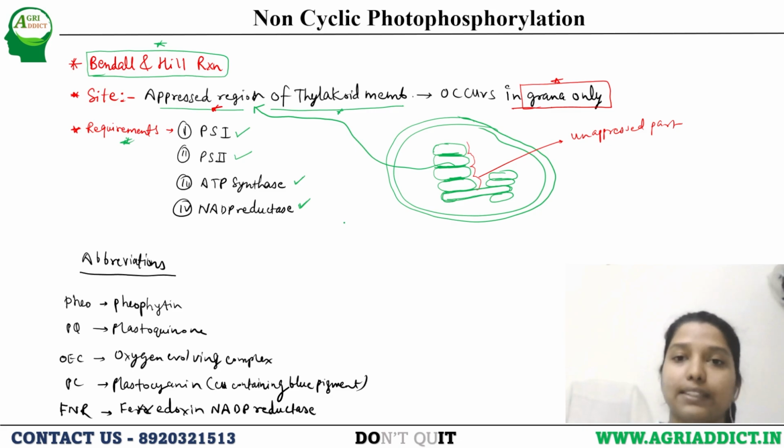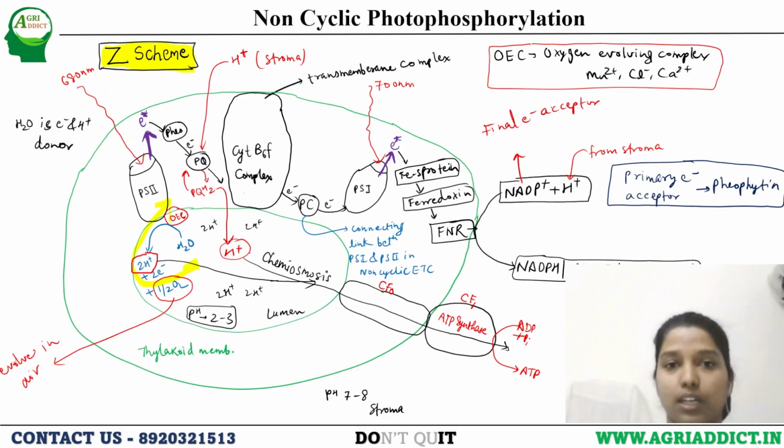Now let's come to the next slide. Here are some abbreviations given. In the next slide, I have included a cyclic representation of non-cyclic photophosphorylation. So this is how the non-cyclic phosphorylation takes place. It is also known as the Z scheme.